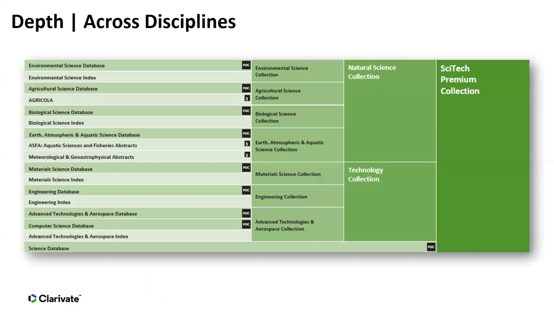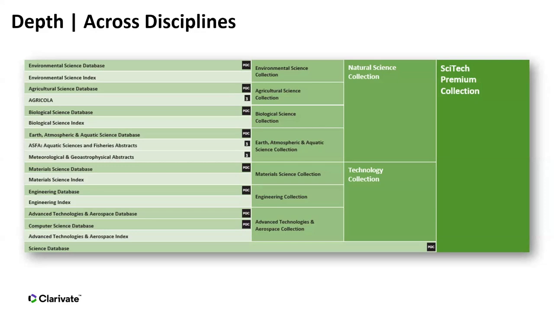So this is the structure of the SciTech Premium Collection. Reading from right to left, SciTech Premium includes the Natural Science Collection and the Technology Collection. The Natural Science Collection comprises the Environmental Science Collection, Agricultural Science Collection, Biological Science Collection, and Earth, Atmospheric, and Aquatic Science Collection. And the Technology Collection comprises the Materials Science Collection, Engineering Collection, and Advanced Technologies and Aerospace Collection.